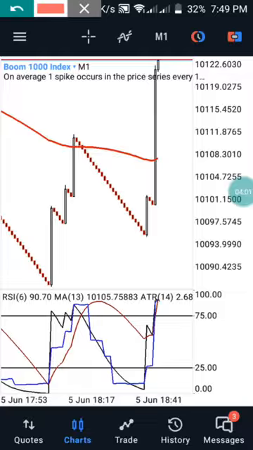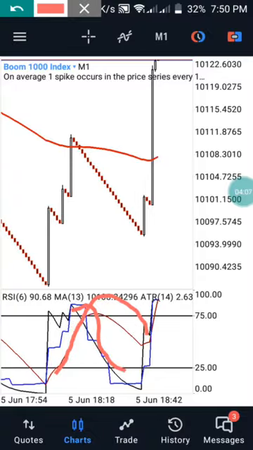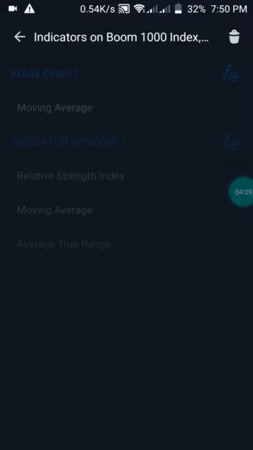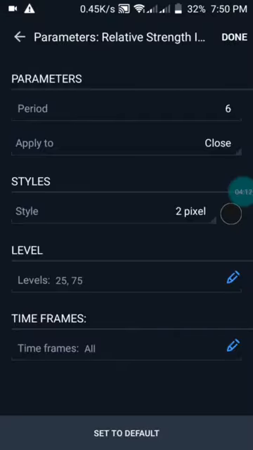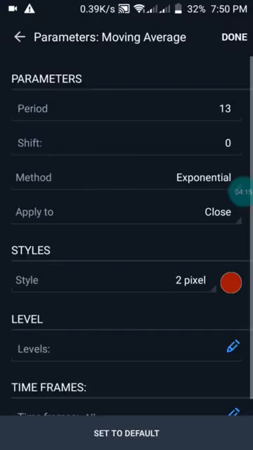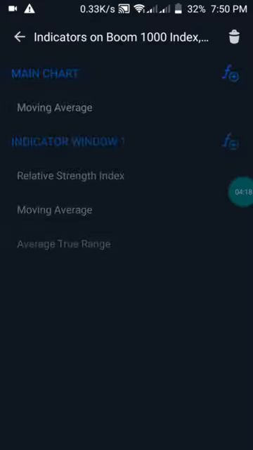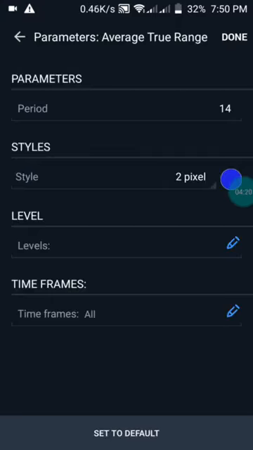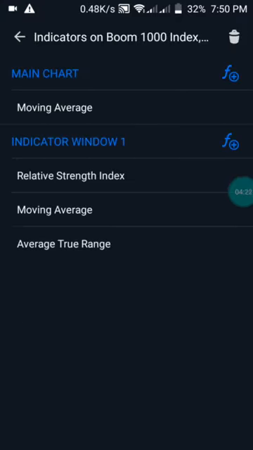You see, we have our red 9 here, and we have our blue 9 here, and we also have our black 9 here. Don't forget, we only have it through our relative strength index, which is the black color here. We have our moving average, which is the red 9, and we have our range, which is the blue 9 that we are having on our main chart.